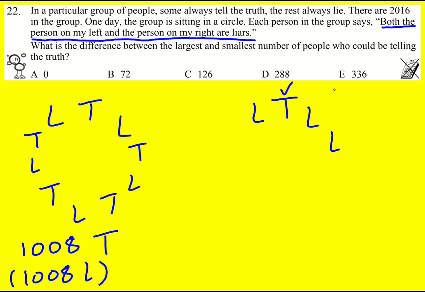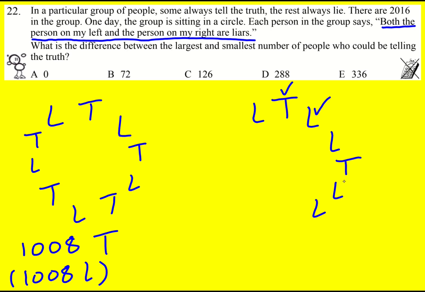Right, this person's okay. Now this person that's lying, they say both the person on my left and right are liars. Now actually, they're not both liars. One of them is telling the truth and one of them is lying. So this is still okay. But what is not okay is to then put another L next to each other. So we're limited by that, because then this person would actually be telling the truth. So what we're going to have to do at that point is put a T. And in this way, we can continue the circle.